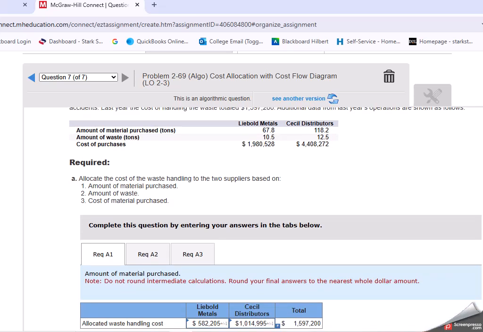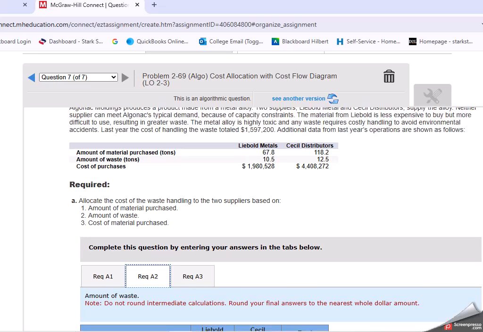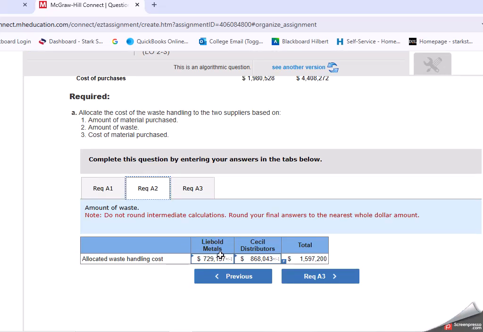Now, what if we allocated it on the amount of waste? So then we've got the 10.5 plus the 12.5. So we've got 23. So then 10.5 divided by 23 gives us 0.4565. Again, don't round it. We'll let it go out, all those decimals. Multiply that by the 1,597,200, and that gives us 729,157. So now I'm glad that I didn't round. So then we allocate it, again, based on those percentages.